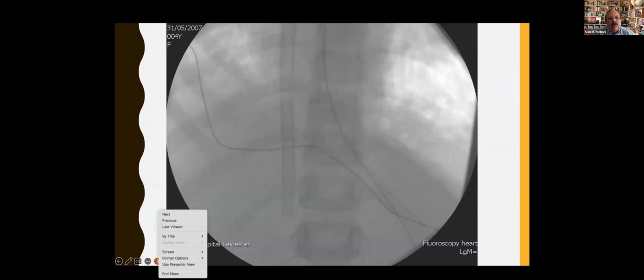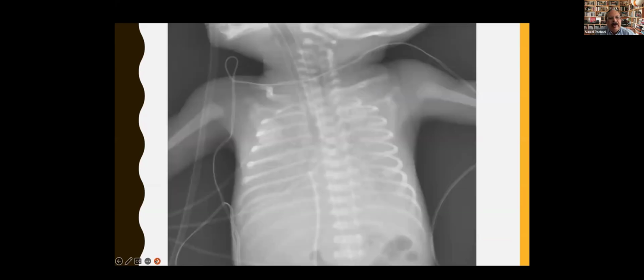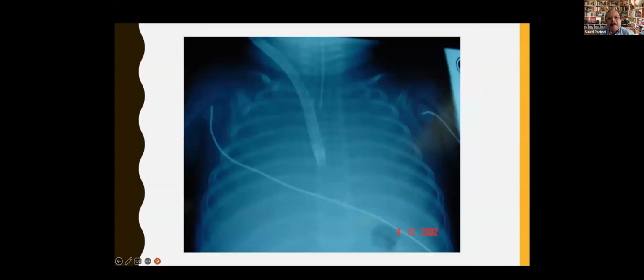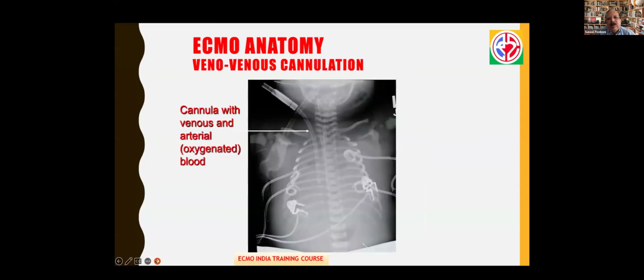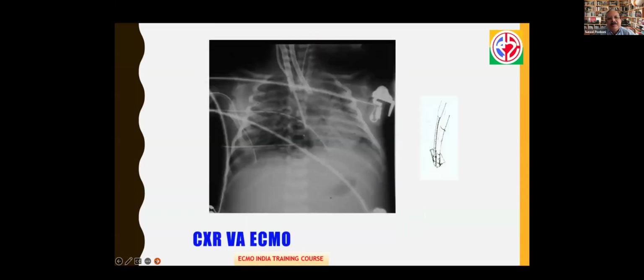We tend to place it under fluoroscopy guidance in a baby. Again, a single double lumen cannula here, and this is an X-ray of a baby with multiple pneumothoraces. That is an indication as the lungs are already battered. Secondary to the barotrauma, they are going on to ECMO here.